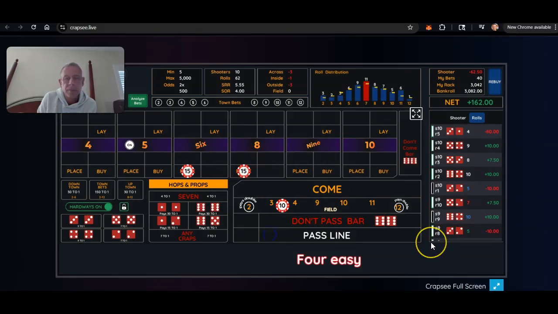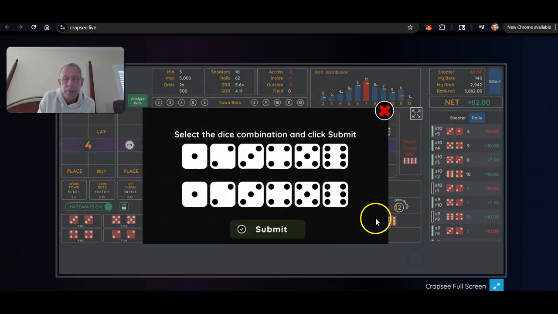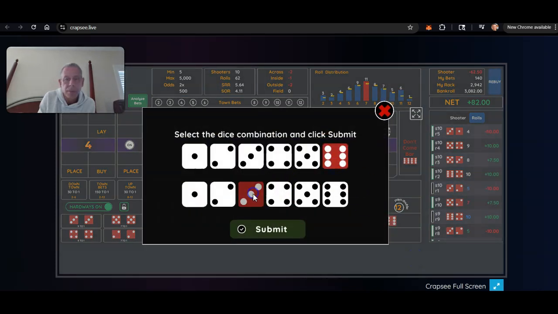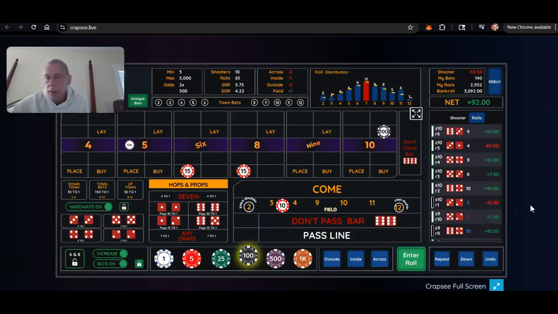4 easy. All right. So now we're going to go back to 100, but we're going to flip it to the 10. Okay. And we're off and running. We're not doing any recovery. We're not doing any laddering. 6-3-9. So we're going to make $10 back there. Nina 9. Okay. No reduction.